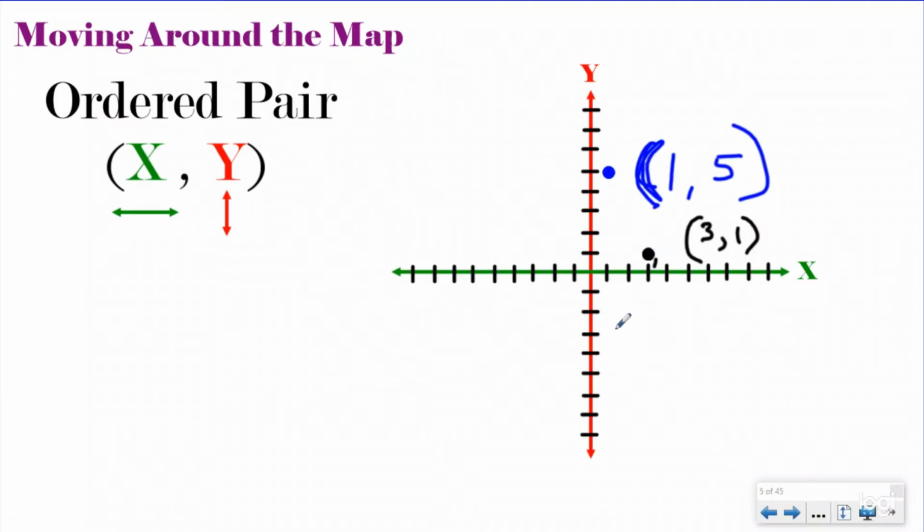And again, a lot of you guys may be thinking, okay, I kind of get it, but how do I remember what number goes first? How do I remember if I'm supposed to move on my x or if I'm supposed to go up and down on my y? That's an awesome question. Let's answer it with the song.